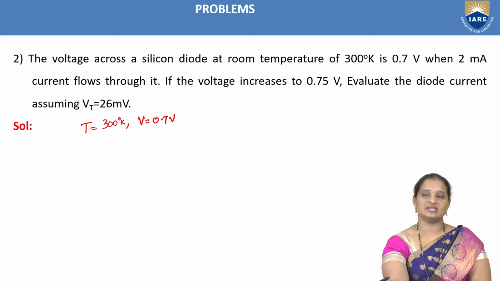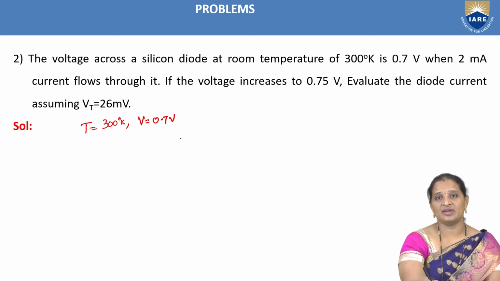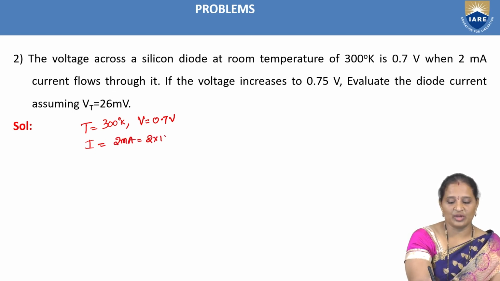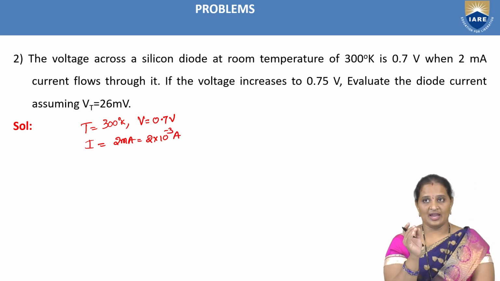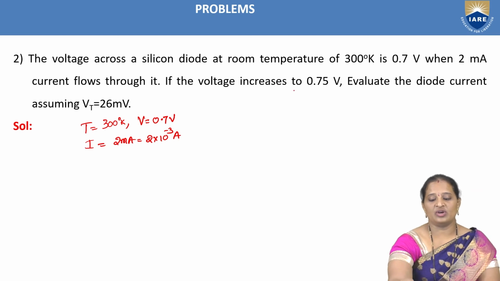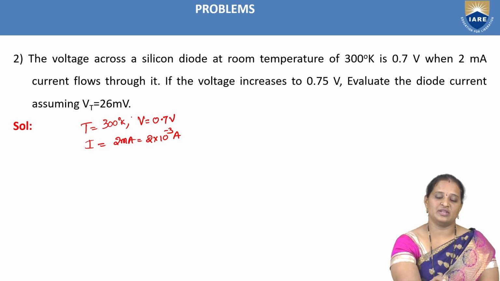That means capital V is given, which is 0.7 volts, when 2 milliamperes current flows through it. He has mentioned the current flowing through the diode, which is equal to 2 milliamperes, that is nothing but 2 into 10 to the power of minus 3 amperes. So at room temperature, he has given the voltage across the diode and also the current flowing through it. If the voltage increases to 0.75, evaluate the diode current assuming Vt is equal to 26 millivolts.